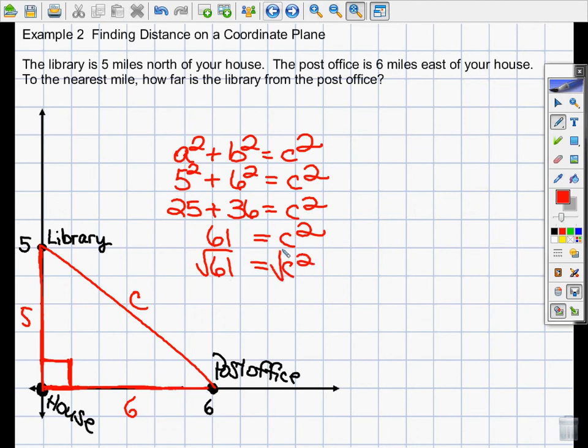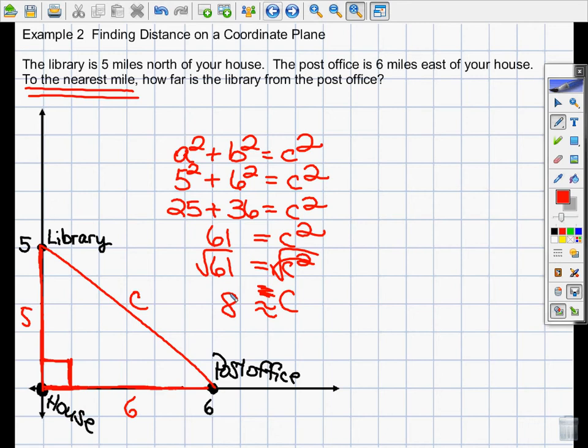Now let's look back at our directions really quick. It says to the nearest mile. So what that means is you will need to round it. If it's 0.5 or higher, round up to the next whole number. If it's 0.4 or lower, leave it at the whole number you already have. So what do we have here? I'm going to switch those to little squiggles, it's about 8 miles in length. So that's how far the library is from the post office. So that's a little tie-in with using Pythagorean Theorem and putting it with our coordinate plane.